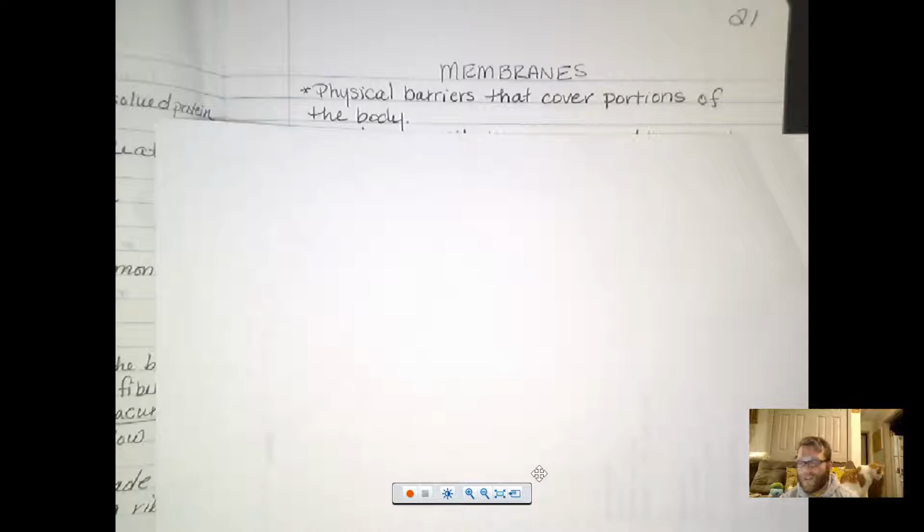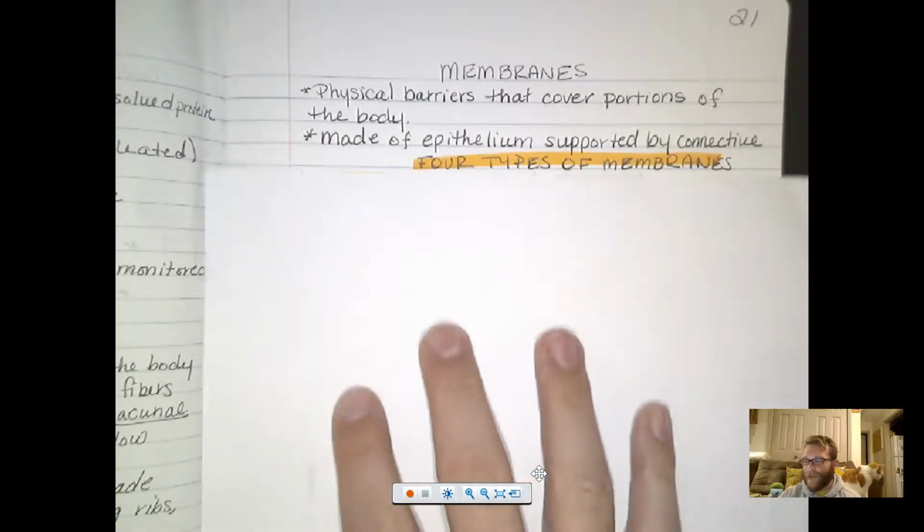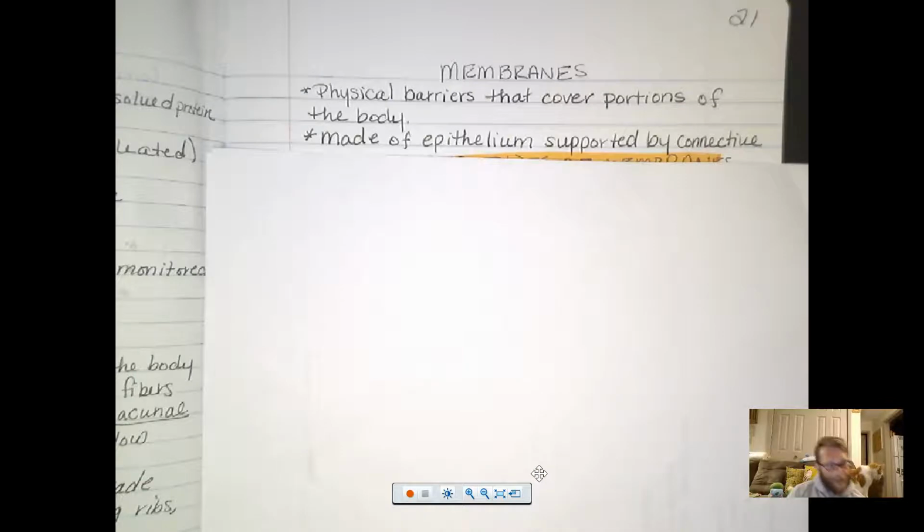So membranes are physical barriers that cover portions of the body. This is why we got to it last. We talked about epithelium, the tissue that's lining parts of the body, and we talked about connective tissue. Well, to build a membrane, you have to have both of those working together. All of your membranes are considered an organ. They're made up of two different tissue types working together to carry out a particular function. These membranes are made up of epithelial lining cells supported by the connective tissue they are lying on top of, so that basal lamina and then the connective tissue below it. So remember, membranes are made up of both epithelium and connective tissue.